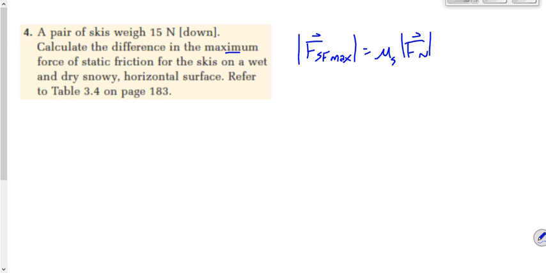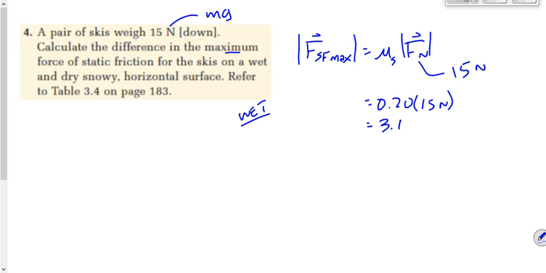We have the force of gravity given to us. We don't know what mass is, but we don't need the mass because we know what mg is already. This is mg, the force of gravity. Does that make sense? So we're going to say it's the coefficient of friction times 15 newtons for the force of gravity, and therefore 15 newtons upwards for the normal force. What is the coefficient of friction of the skis on wet snow? So we're going to say 0.20 for wet snow times 15 newtons, and that's going to give us a force of 3.0 newtons.